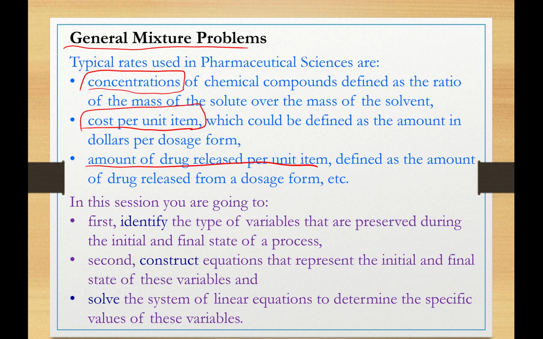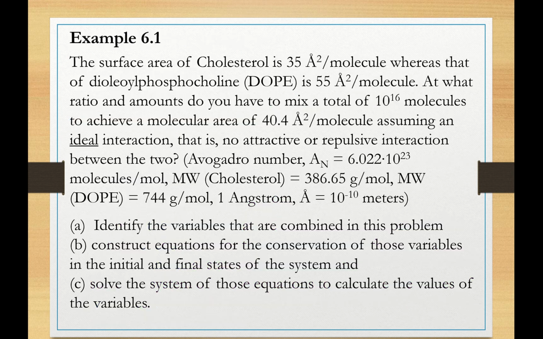But always remember how we solve these kinds of problems. We first identify the type of variables. We then construct equations based on the principle of properties preservation. And finally, we solve the system of linear equations to determine the specific values of these variables.